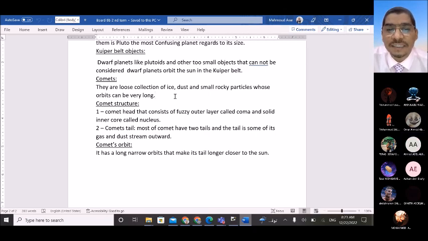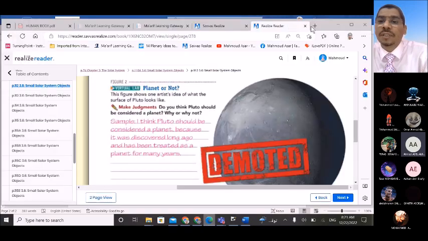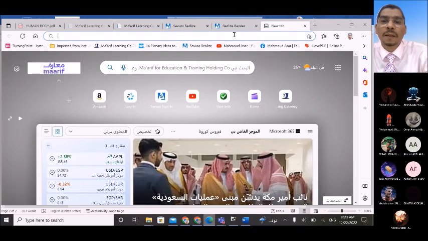These frozen gases changed into ice, and they are collected together in small particles to form the comet. A comet could be composed of ice, dust, and also small rocky particles which have an orbit around the sun. Look at this one. I'm searching about its image now.